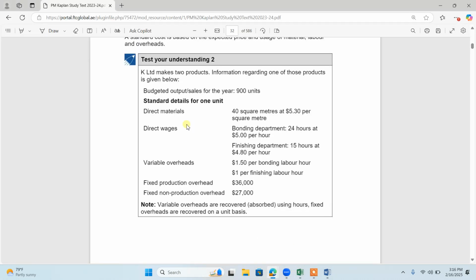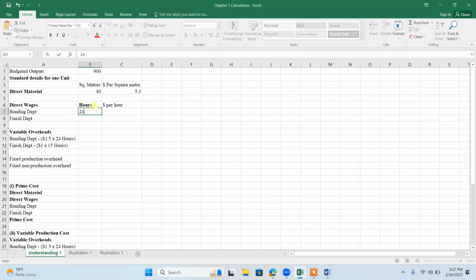Now to calculate the direct labor cost, or the direct wages, it is given here. Actually, we have two different departments. One is the bonding department and one is the finishing department. In the bonding department, to produce 1 unit, we require 24 hours. For 1 hour, we pay $5. So 24 multiplied by 5, we will get the answer. Similarly, the finishing department requires 15 hours at the rate of $4.80 per hour.